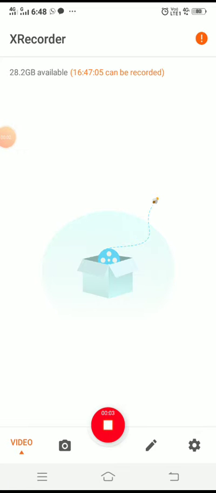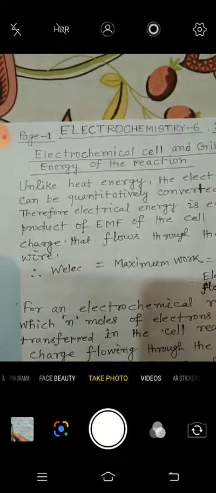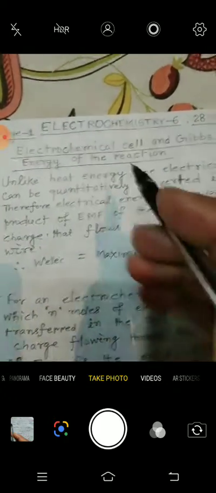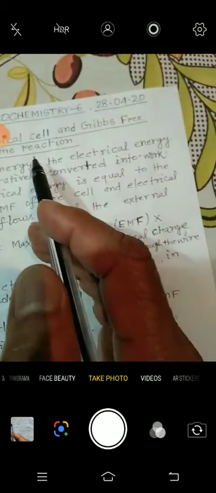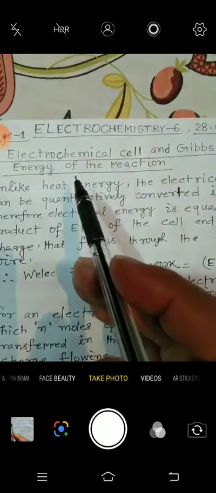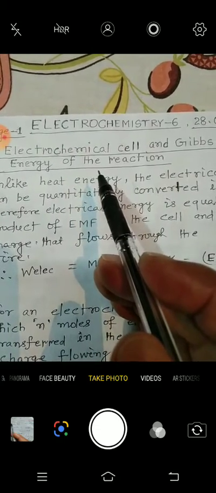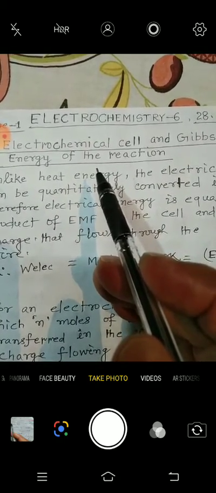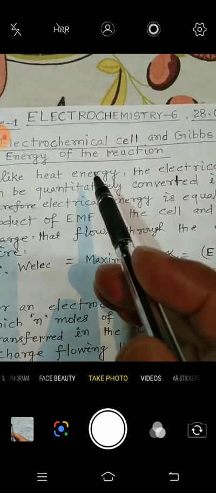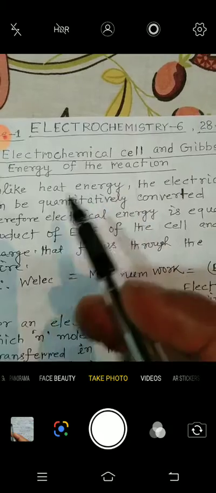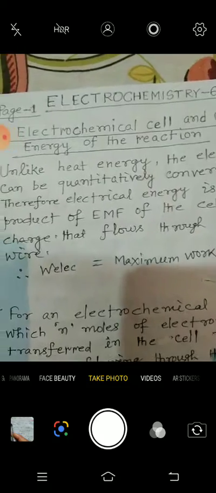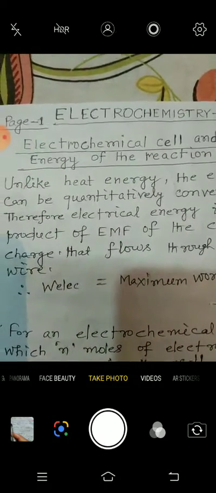In today's chemistry class, I have to teach you about the electrochemical cell and Gibbs free energy of the reaction. There will be a relation between them, and on the basis of the relation, numericals are asked in the examination. That's why see it and understand it clearly. So be careful while listening to the lecture.